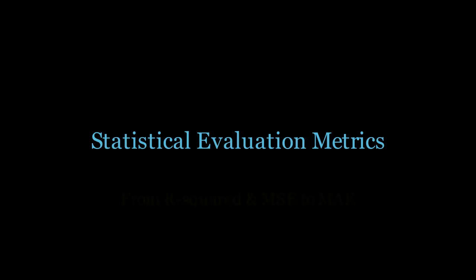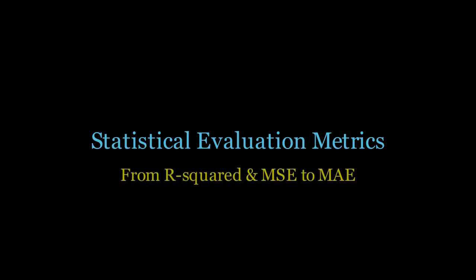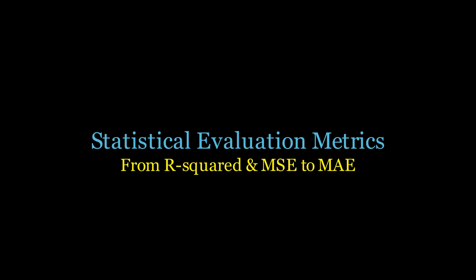Welcome to this deep dive into statistical evaluation metrics. Today, we're exploring a critical transition in data science, moving from the sensitive R-squared and mean squared error to the robust and reliable mean absolute error, or MAE. In the world of predictive modeling, we often seek the perfect fit, but reality is often messy, filled with anomalies and outliers that can lead our models astray if we use the wrong compass.